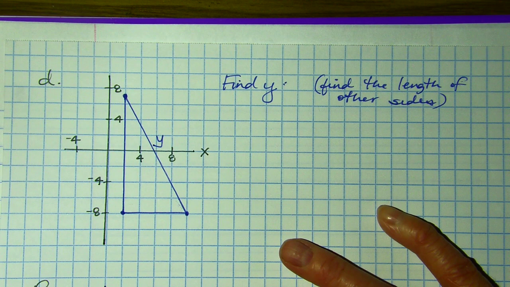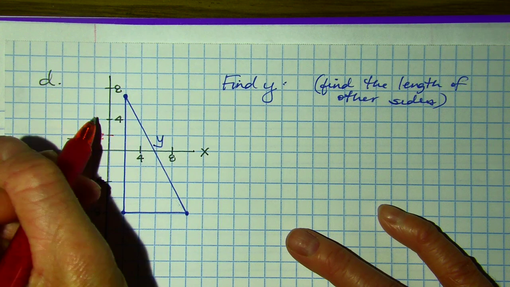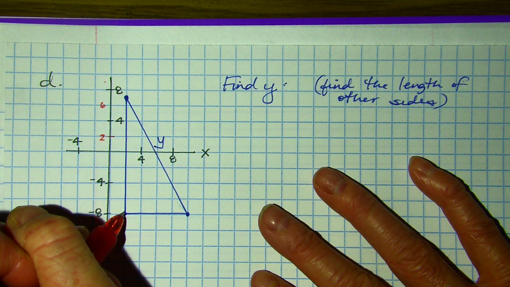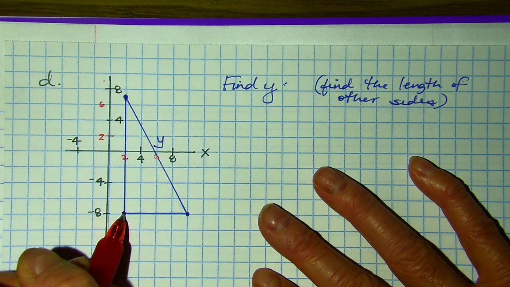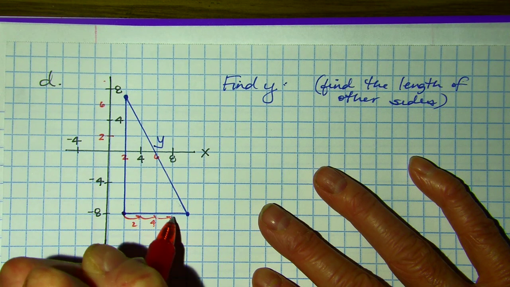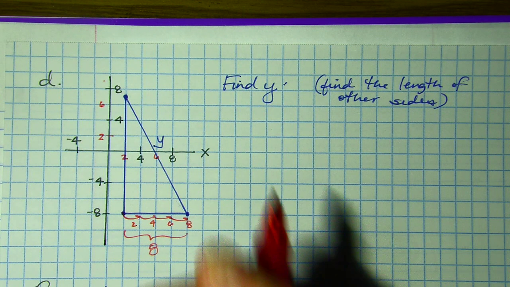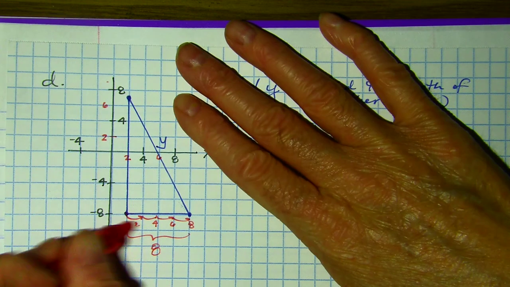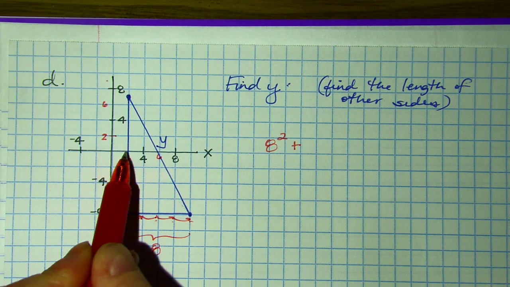So I notice looking at this that my scale is different. My scale is by twos. This is 2, 4, 6, 8. So one way to do it would be to count your squares. I'm going to start with the bottom. Again, this went by 2, 4, 6, 8, so this has a length of 8 units. So I know one of my sides is 8 squared plus, okay, I counted by twos because that is what the scale is by.